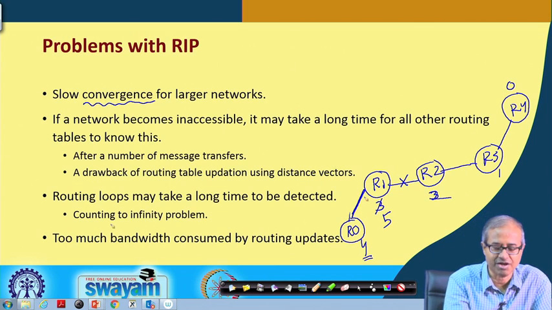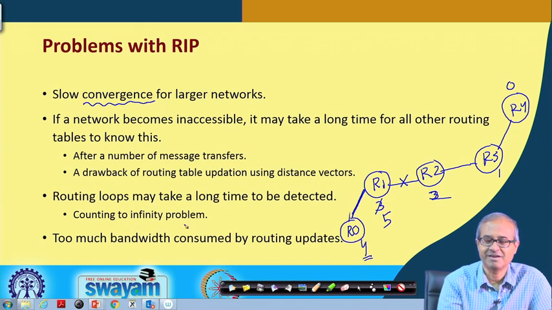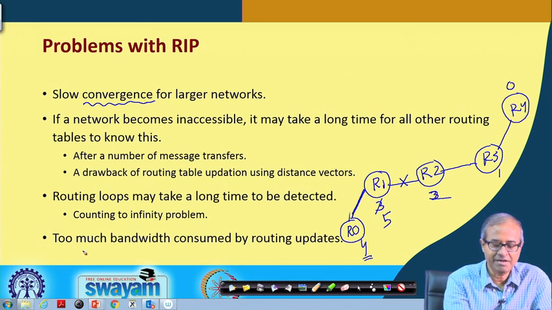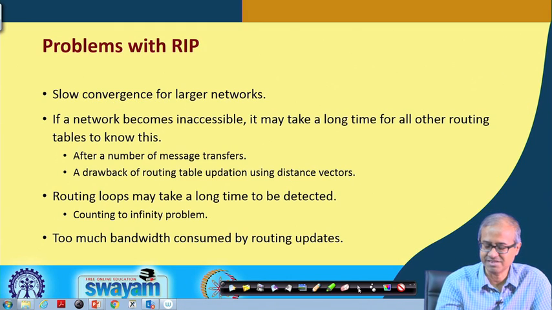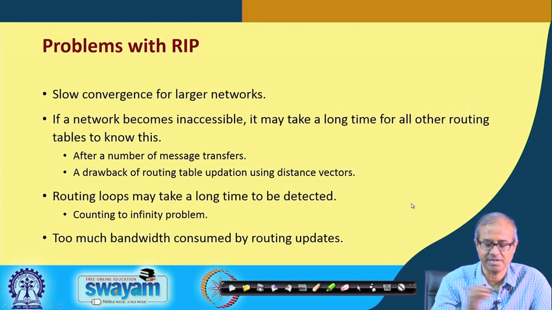This is sometimes called counting to infinity problem, and this becomes very slow, and too much bandwidth gets consumed due to the routing updates. This is some drawback here, some of the drawbacks.